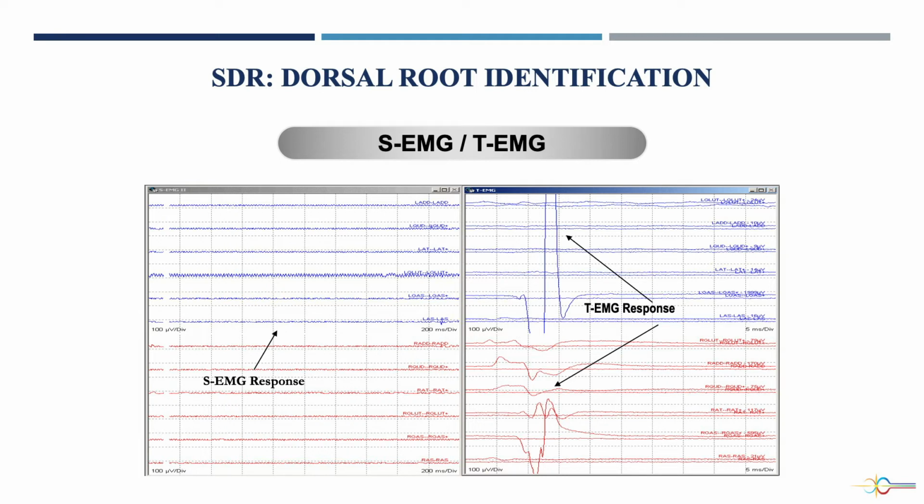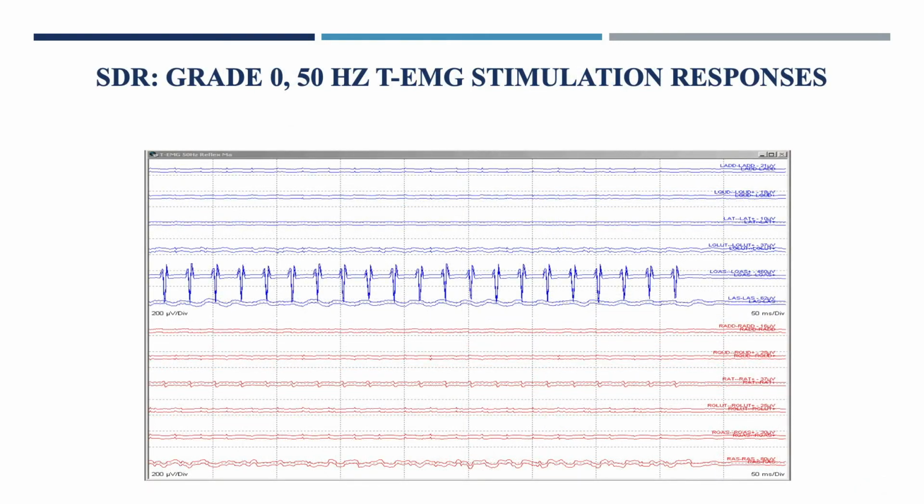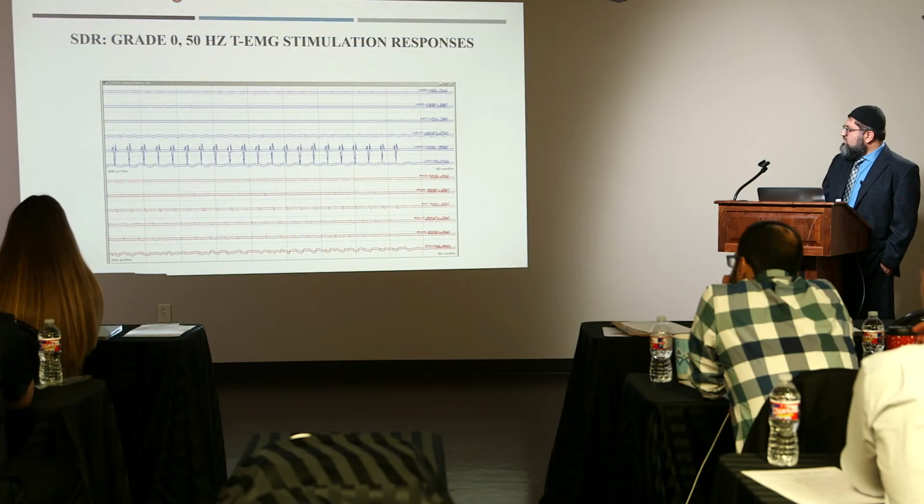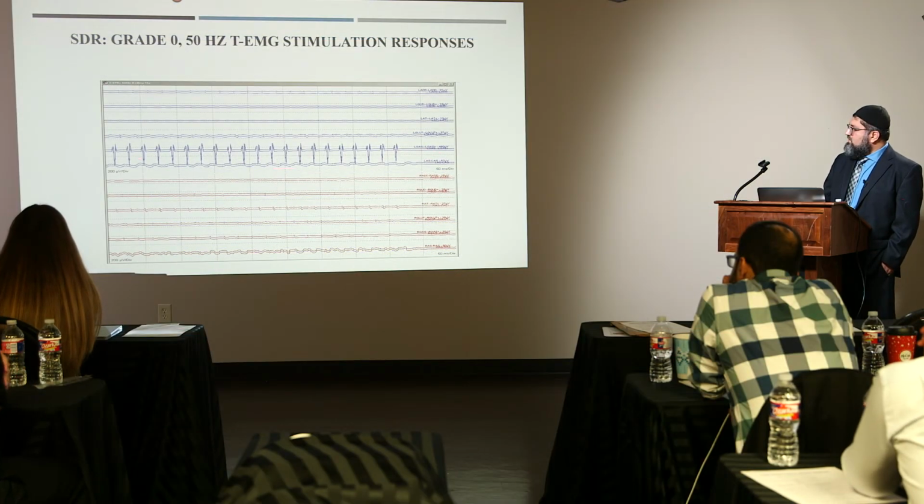This is the sensory. This is the motor response. It has a much lower threshold, and you have multiple responses, and the time difference is about 1 millisecond delay. Once you have that, then we use the 50 hertz train. So you're stimulating with a 50 hertz train, and you're getting only left. This is gastrocnemius. So that's a typical grade 0 response.